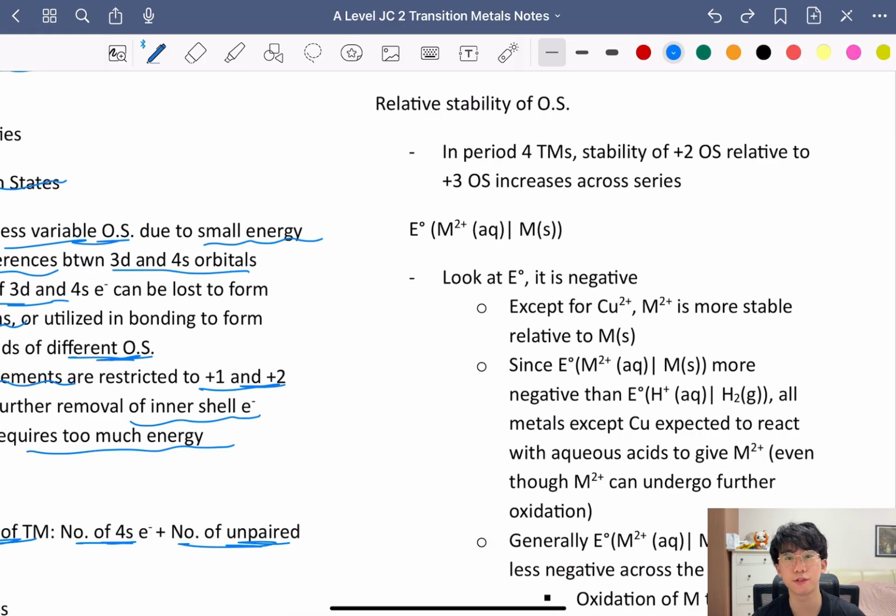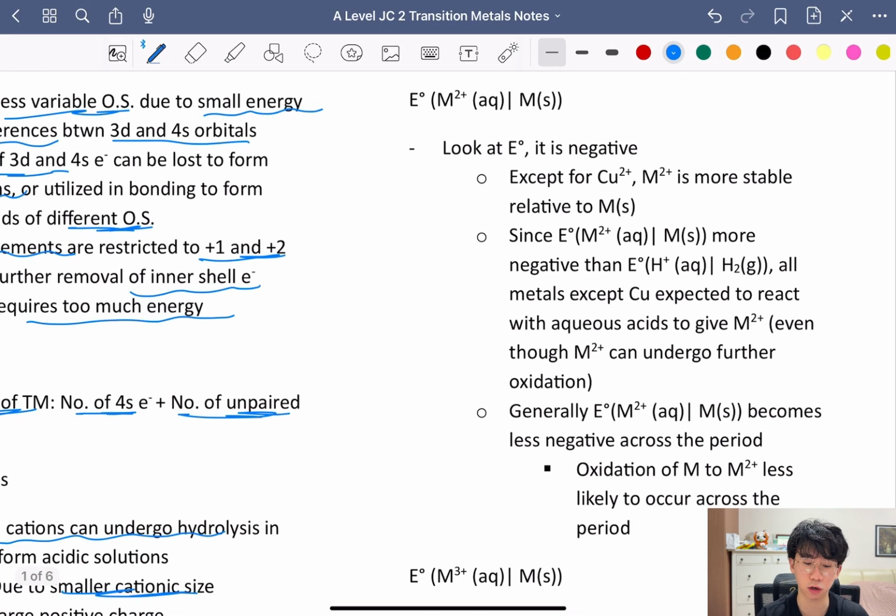Moving next to the relative stability of your oxidation states, in period 4, the stability of your +2 relative to +3 generally increases across the series. Now, you can look at this trend based off the E0 values. So for example, if you look at the E0 of M2+ being reduced to M, you can see that it's negative except for Cu2+. So this means that M2+ is generally more stable relative to M. And this kind of makes sense because metals generally want to lose their electrons to form the ion.